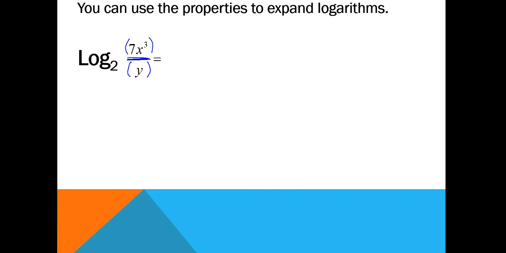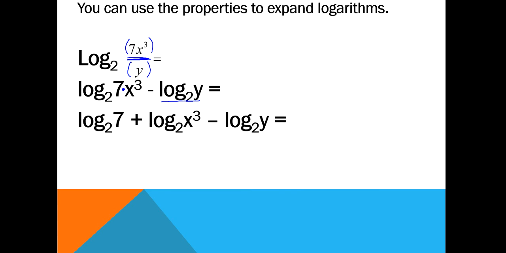So I'm going to split up my log, create 2 logarithms, both with base 2, using the quotient property, split up the numerator and the denominator with subtraction. So that's my first step. So I split up my fraction into 2 separate logarithms that way. Now, in the second one, the log base 2 of y, there really is not any other expanding I can do. But in the first one, I have 7 times x cubed, which means there is, in fact, multiplication going on there. So I can actually separate that using the product property.